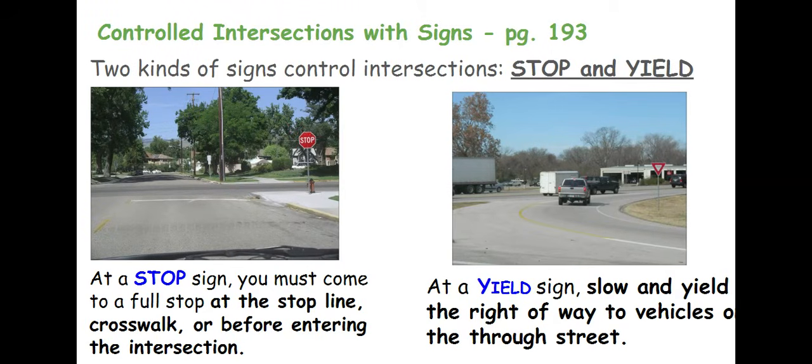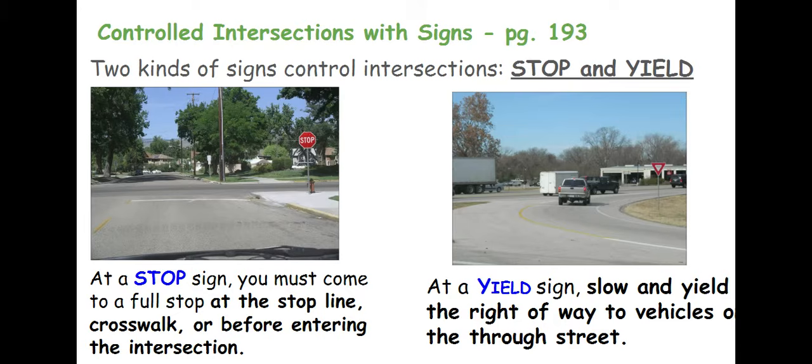So if we look at those controlled intersections with signs, the two prevalent ones you will have will be the stop and the yield. Well, the stop one is very simple in the sense that you know you must come to a full stop, as we talked earlier, at the painted stop line or at the painted crosswalk or before the intersection before entering it.